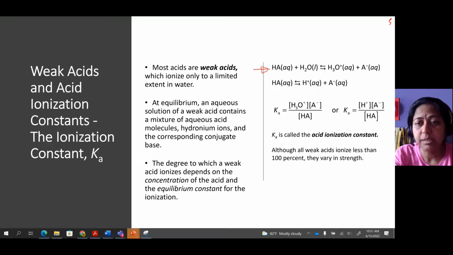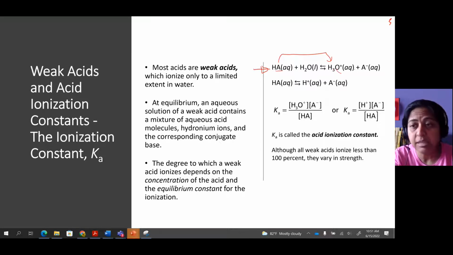As you see, this weak acid is symbolized by HA. When it is in water, this weak acid partially dissociates into hydronium ions and the conjugate base. So we can write an equilibrium constant for this equilibrium of the weak acid in water.